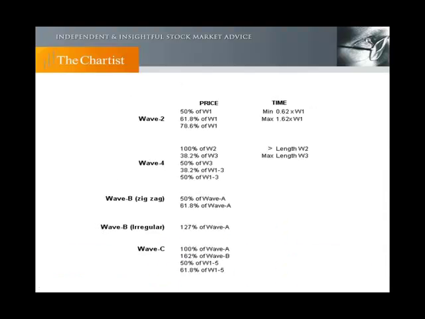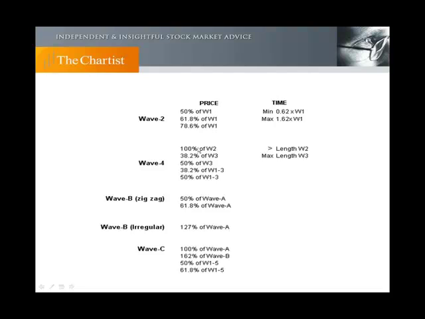So let's just take a look at this. I've put a few more complex ones on here, but basically a wave 2, we're looking for 50% to 61.8% retracement of wave 1 and an outside chance of a 78.6% retracement of wave 1. In terms of time, for a wave 2, the minimum time is 62% of wave 1 and the maximum time is 162% of wave 1.